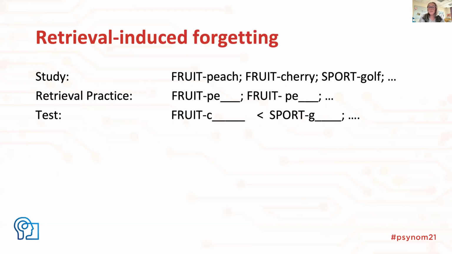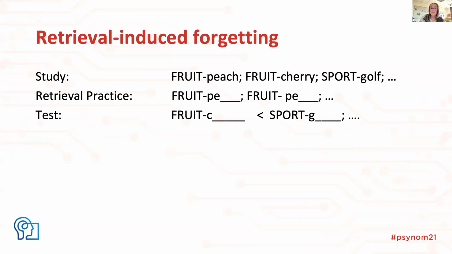Evidence for inhibition comes from a clever paradigm introduced by Anderson, Bjork, and Bjork, demonstrating retrieval-induced forgetting following cued recall in a three-phase paradigm. To briefly describe retrieval-induced forgetting, subjects first study category exemplar pairs in an initial study phase. Then they practice retrieving a subset of the words in a practice phase. Finally, in a test phase, memory for all studied words is tested.